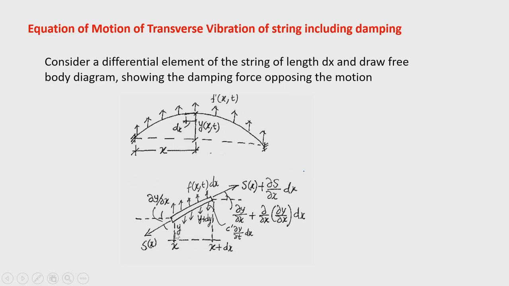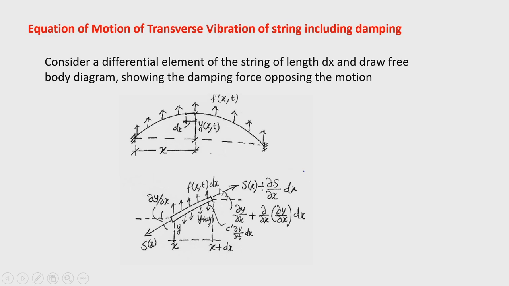Then the tension that is acting on the string at this end is S(x), at the other end it is the increment of tension, that is S(x) plus ∂S/∂x into dx. So this is the incremental part, and it is coming from Taylor series expansion, keeping only the first order term. Then here you can see the deflection is y, and here the increased deflection is y plus dy. So here the slope is ∂y/∂x, and here the changed slope will be ∂y/∂x plus ∂/∂x of ∂y/∂x into dx. So this is the change of slope that I have considered, adding with the earlier slope ∂y/∂x.